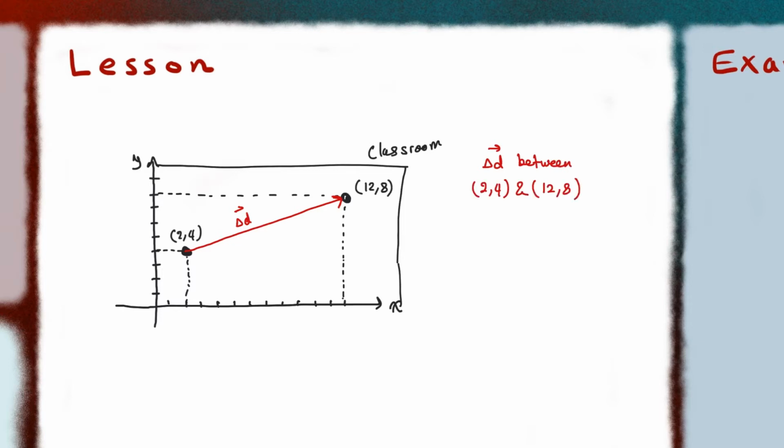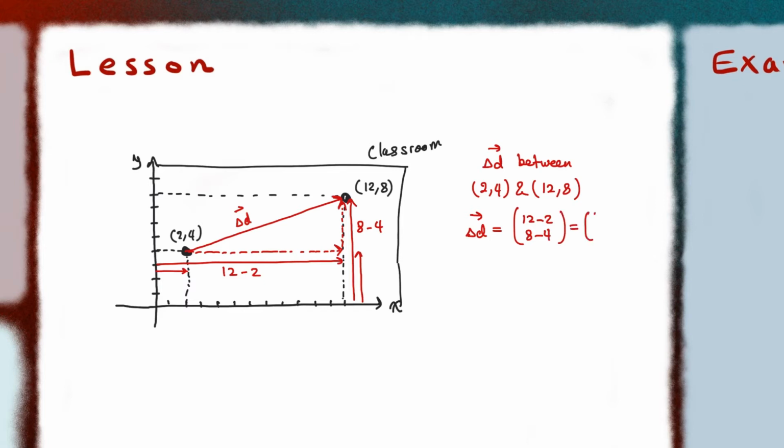For the east component, all we have to do is figure out how much we moved in the east direction. So we subtract the final east position, which is 12, by the initial east position, which is 2, to get 10. And for the north direction, or the y direction, we subtract the final north position, which is 8, by the initial y position, which is 4. And that will give us 10 for the east and 4 for the north component.